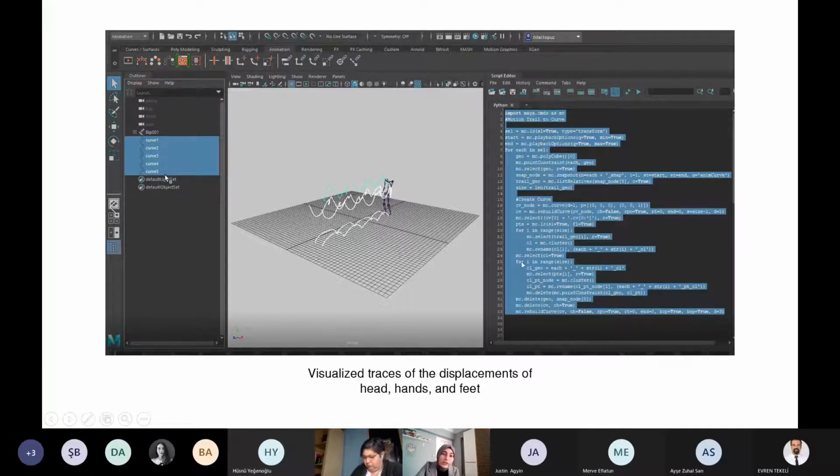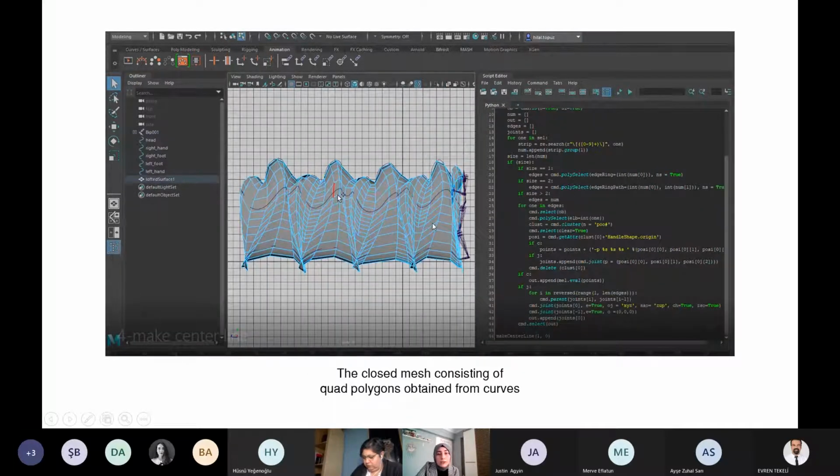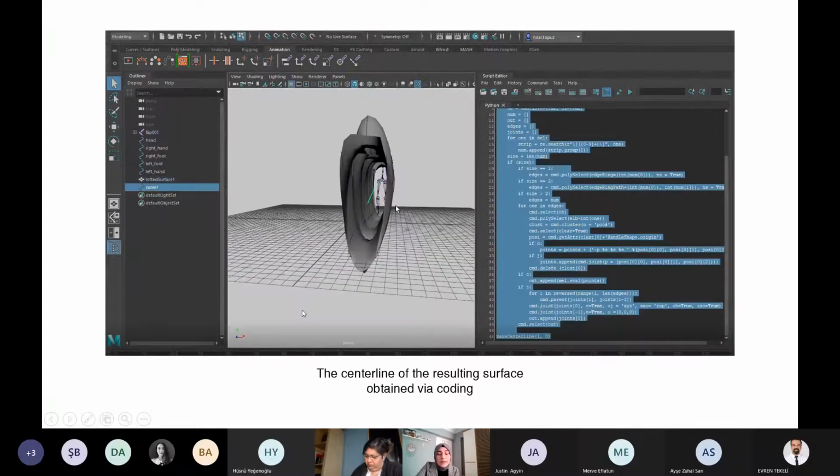I converted these traces into curves with the help of Python coding within Maya. And here you see the mesh created from the curves obtained from the traces. You see it from the side view. And then I wanted to get the volumetric center of the form in order to use it as a reference line for the design of the architectural spaces. And again, I used Python coding within Maya.